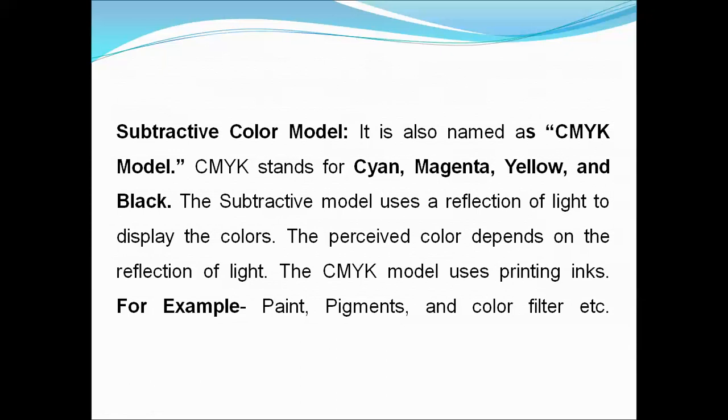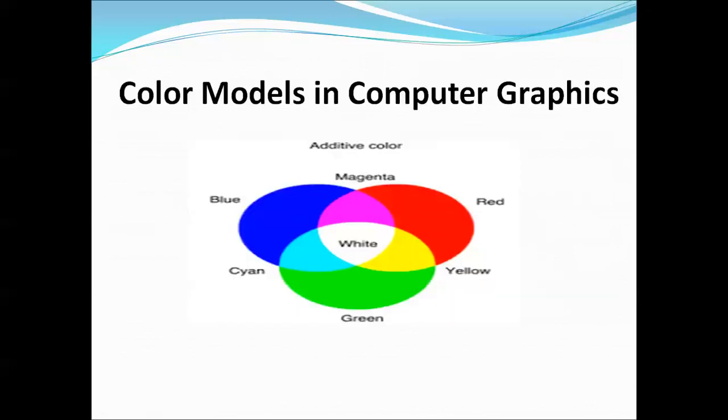This CMYK color model is used in printing inks. For example, any flex designing, whatever it may be, comes under the subtractive color model only. For example, paints, pigments, and color filters are simple examples of the subtractive color model. This is a simple diagram of color models in computer graphics. I already mentioned RGB and CMYK. So RGB color model means what?